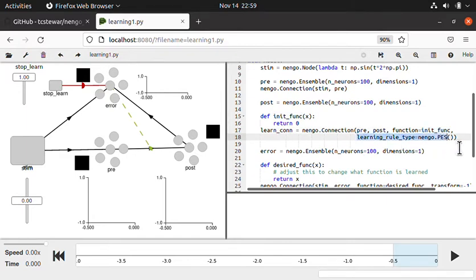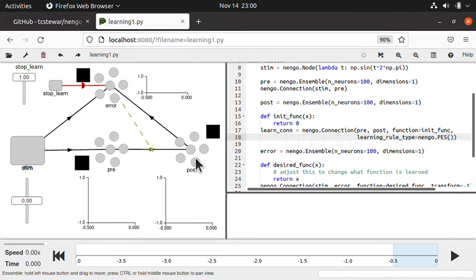This is the new line. Okay. This is saying, on this connection, please implement this learning rule. There's a bunch of learning rules that are built into Nengo. One of them is this PES rule. So we are going to have that learning rule.